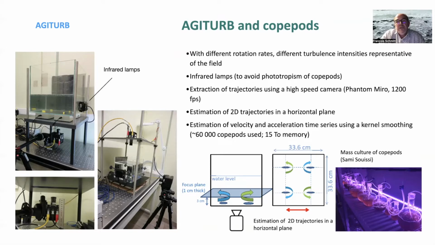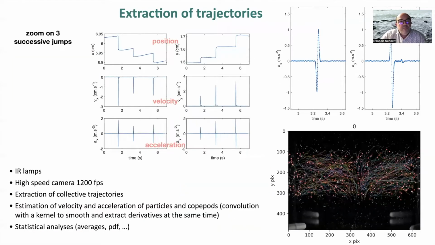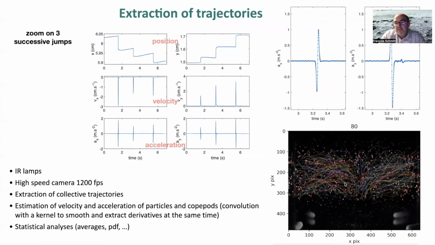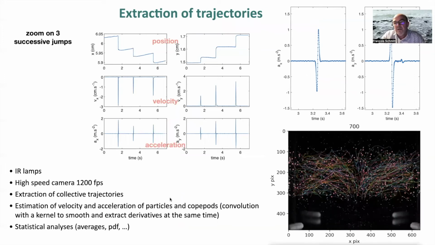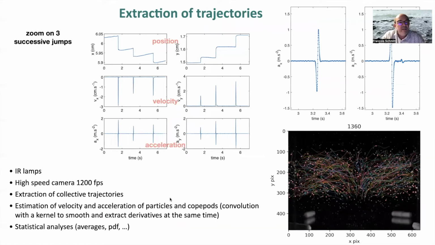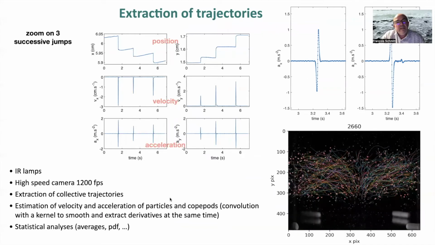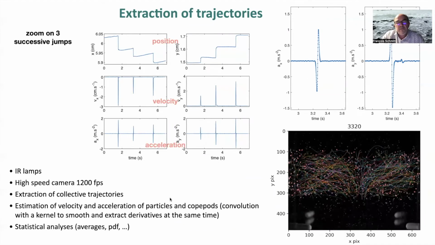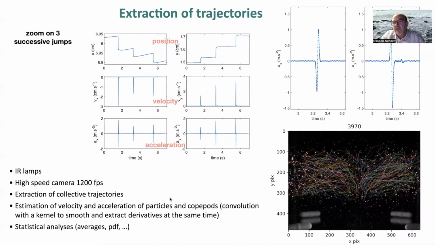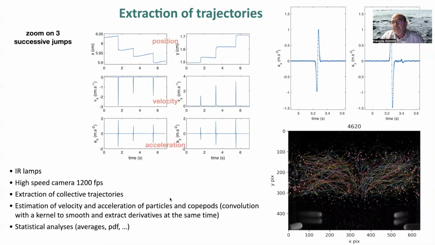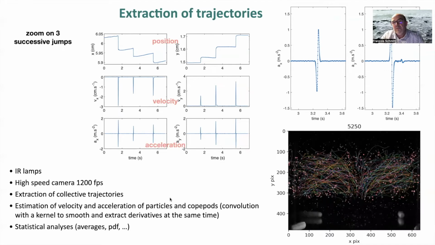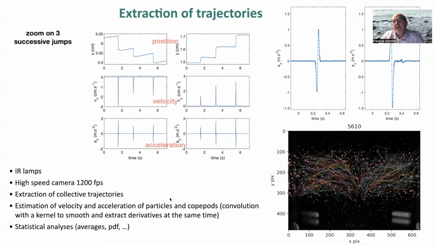In fact, we estimate the 2D trajectories in a horizontal plane, and we put about 10,000 copepods in the system. By doing this, we are able to extract trajectories. Here we have an example of different trajectories extracted by the system, and we see the different particles that are moving. We can also filter and extract the velocity and the acceleration. On the right, we see a zoom of a jump event with the display of the acceleration versus time.